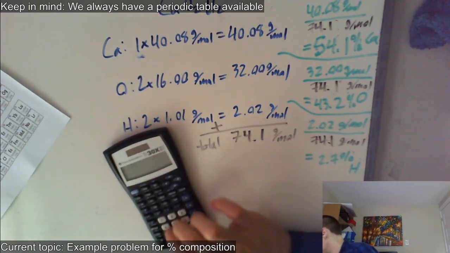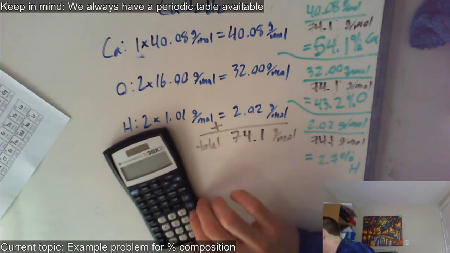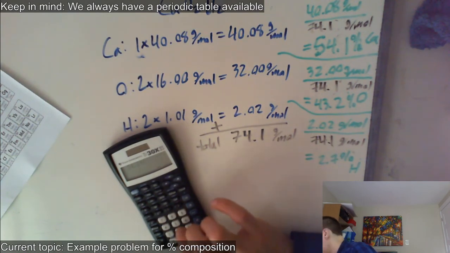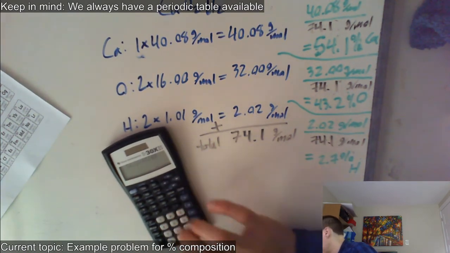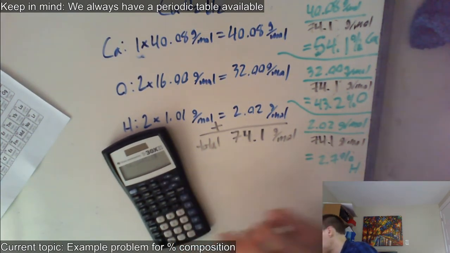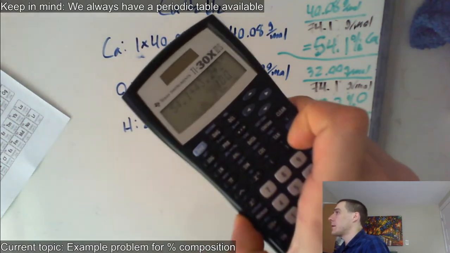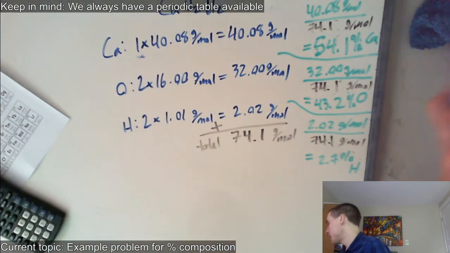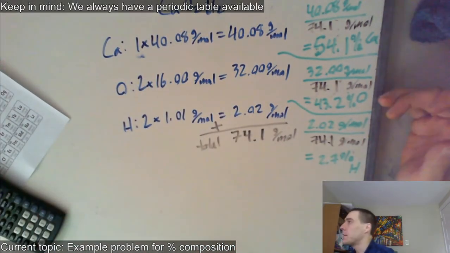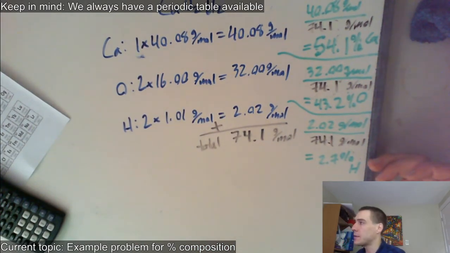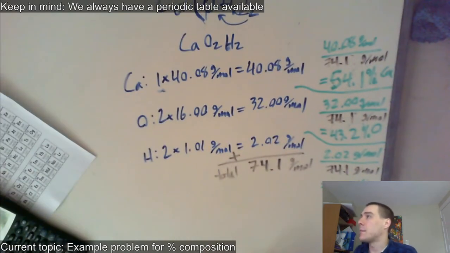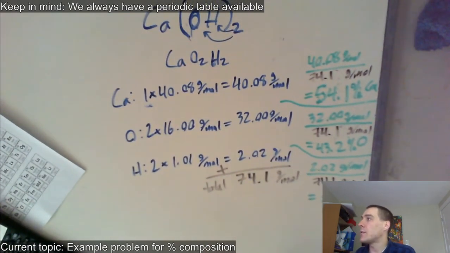Okay, that should be a little bit better. Let's see if that actually works. 54.1 plus 43.2. Alright, I'm adding these, this plus my 2.7. I get, there we go, 100%. So yes, this is the correct one: 54.1, 43.2, and 2.7%. So that's the percent composition of my calcium hydroxide, and that's how we go through one of those problems.